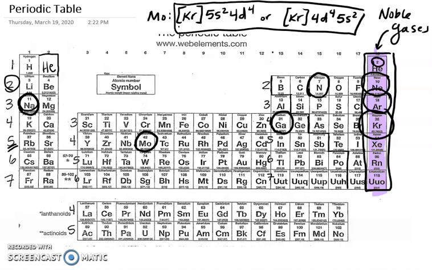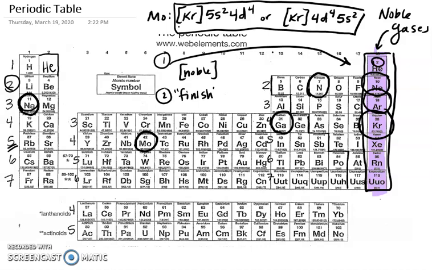So give it a shot. Try some of the ones in your packet that are for what are called shorthand or noble gas configurations and see what you can do. Again, step 1, you find the noble gas in the row before it, and you write that noble gas in brackets. Step 2, you finish the configuration. You do whatever comes after that noble gas to get to your element, and you're done. Good luck.